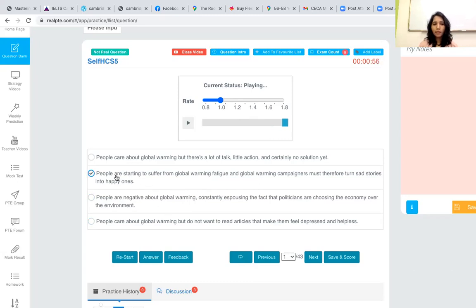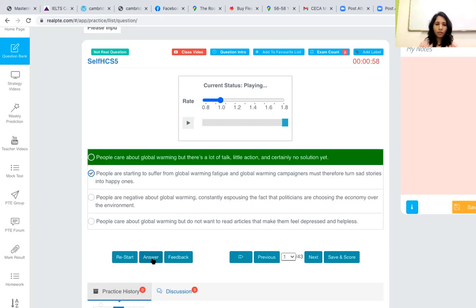Okay, so looks like that's the summary. Oh, that's the wrong answer. So there's no negative marking. So that's the first one, okay? Let's do the next one.